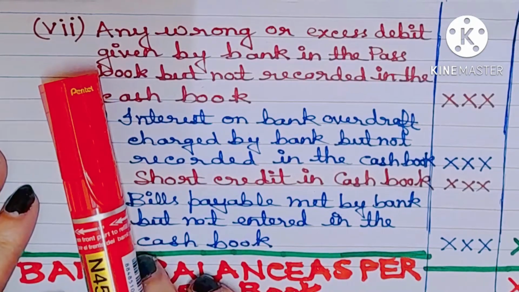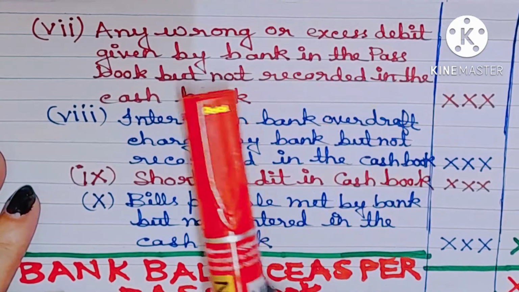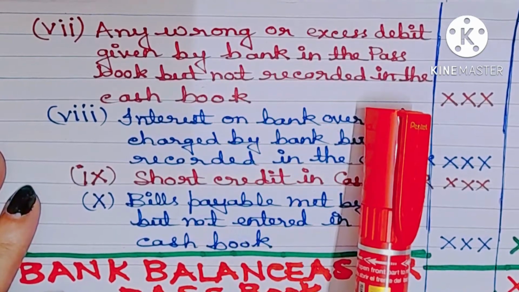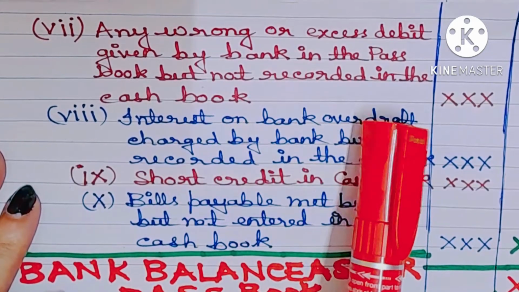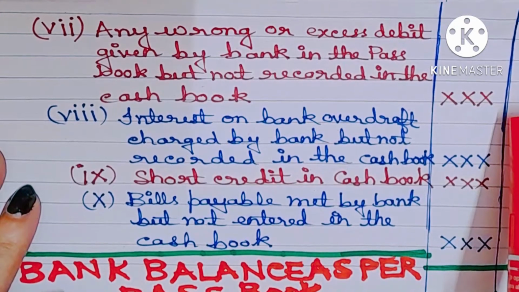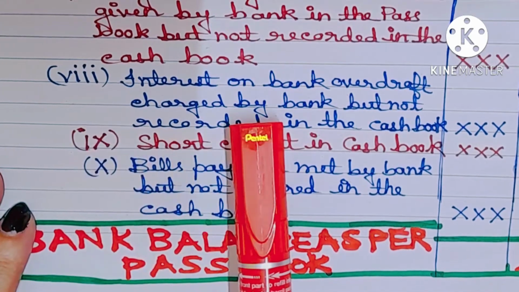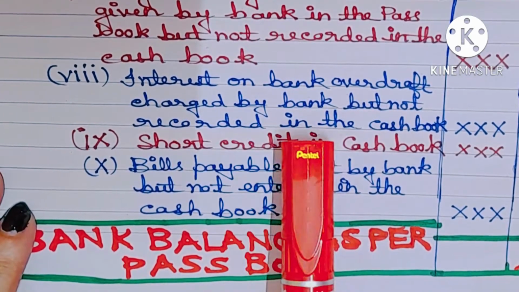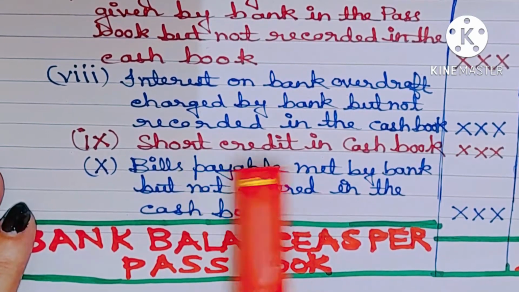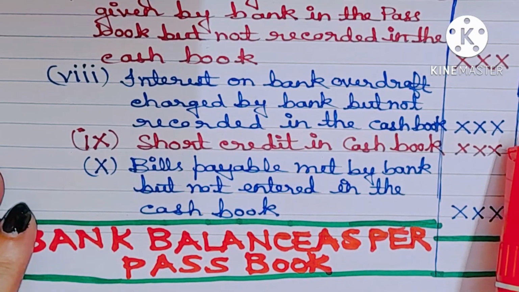Number 7. Less any wrong or excess debit given by bank in the passbook but not recorded in the cash book. The amount will be recorded in the first column or inner column. Okay. Number 8. Less interest on bank overdraft charged by the bank but not recorded in the cash book. The amount will be written in the first column or inner column.